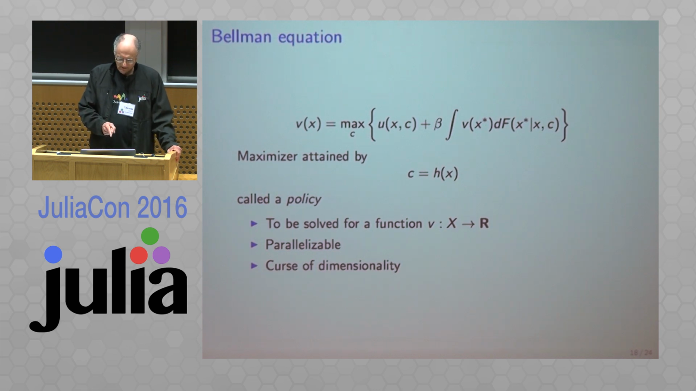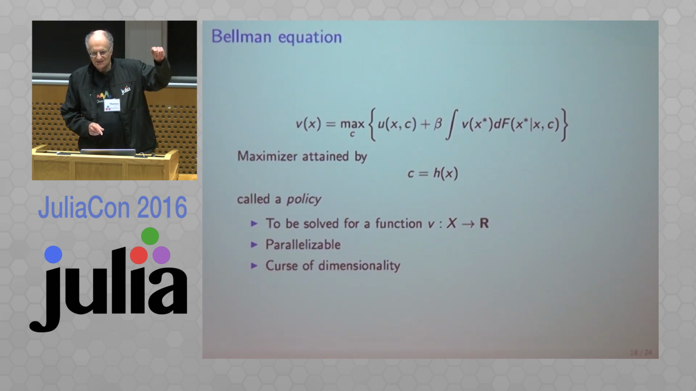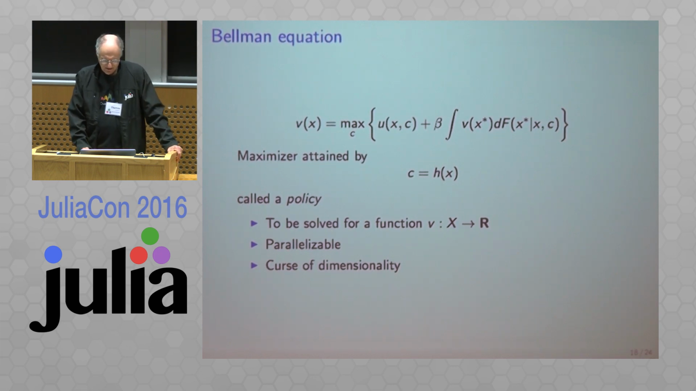Practically, if you look at that, that's naturally, trivially parallelizable. Because what you do is, at each x, you've got to solve a distinct max problem. So you can farm those out. But there's the curse of dimensionality. So one frontier, and this is where Julia, bread and butter for us.